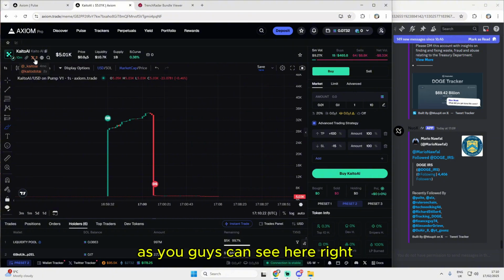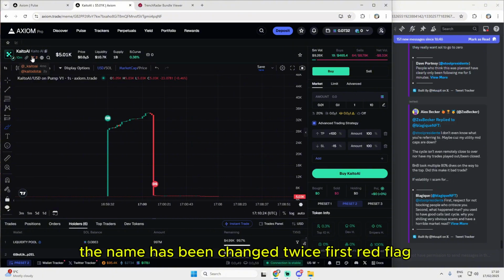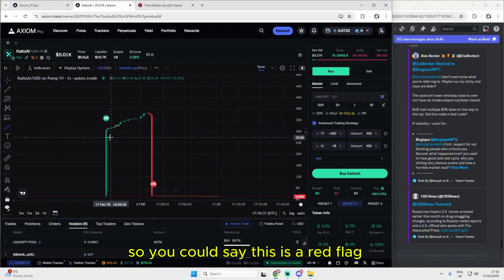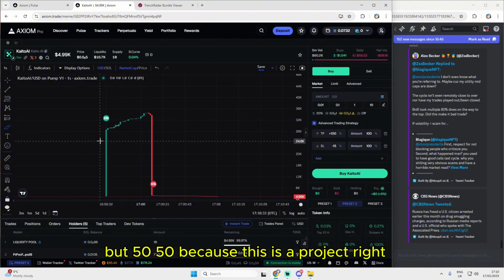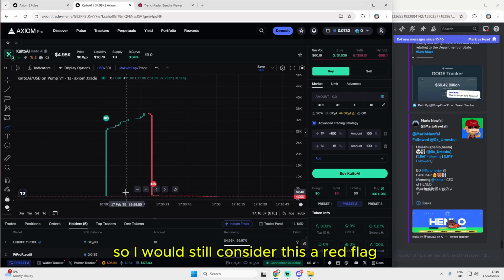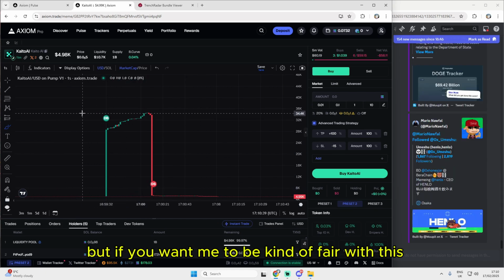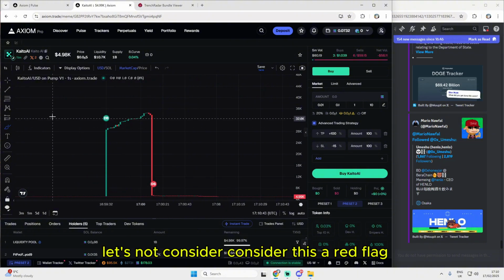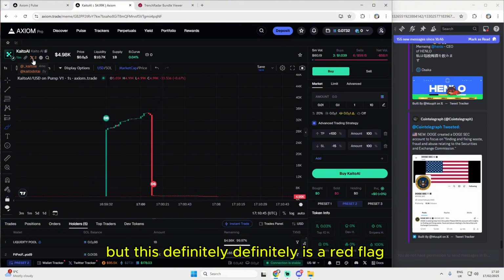as you guys can see here, right? The name has been changed twice. First red flag. So you could say this is a red flag, but 50-50 because this is a project, right? It's not just a meme coin. It's a project. So I would still consider this a red flag, but if you want me to be kind of fair with this, let's not consider this a red flag, but this definitely is a red flag.